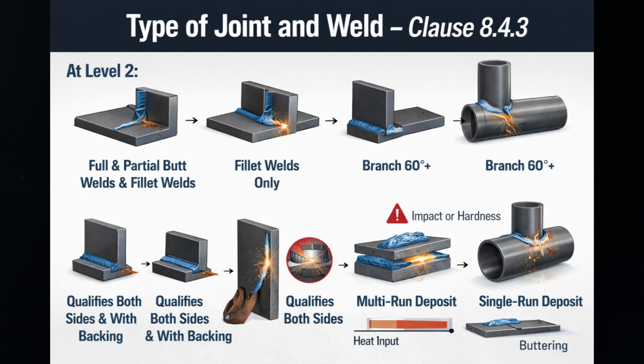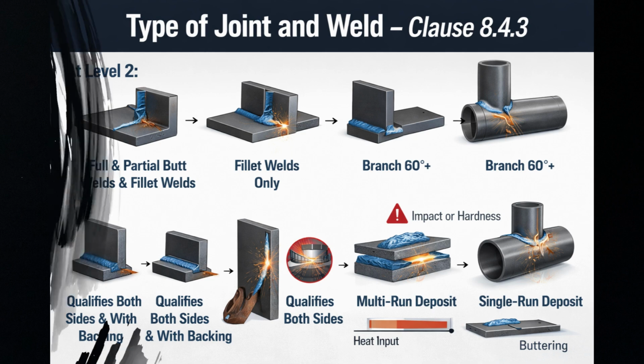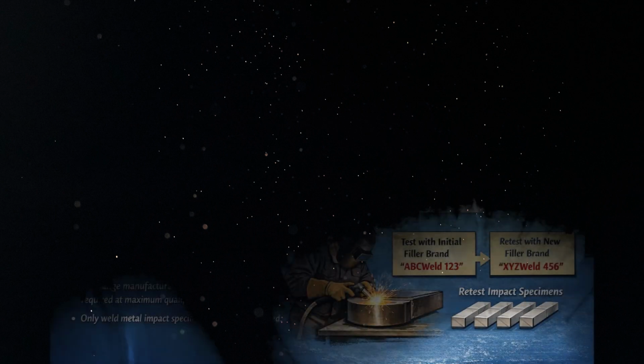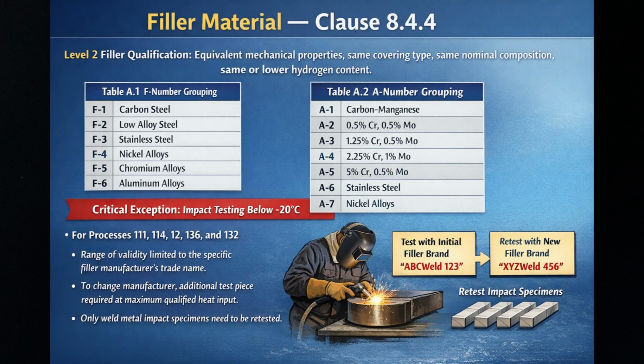This is because single-run welds introduce much higher heat input in one pass, with significantly different HAZ characteristics than a multi-run weld. Build-up welding, where weld metal is deposited on a surface to restore dimensions, is qualified by a butt weld test piece. And at Level 2, buttering must be performed on a separate test piece in combination with the butt weld. Filler material, Clause 8.4.4.